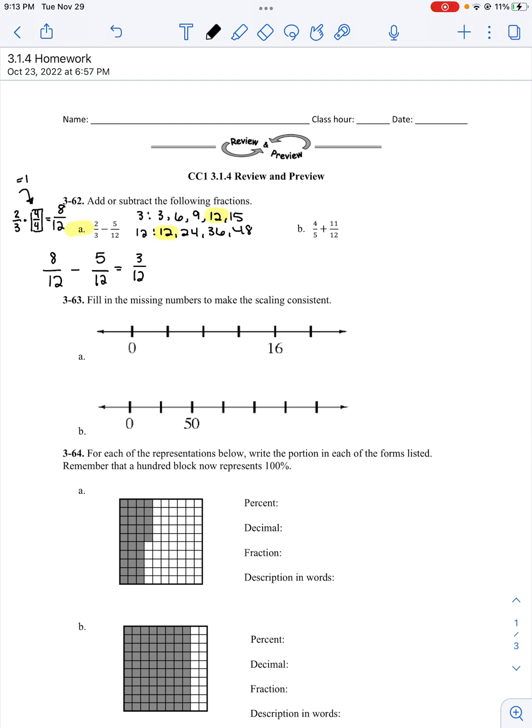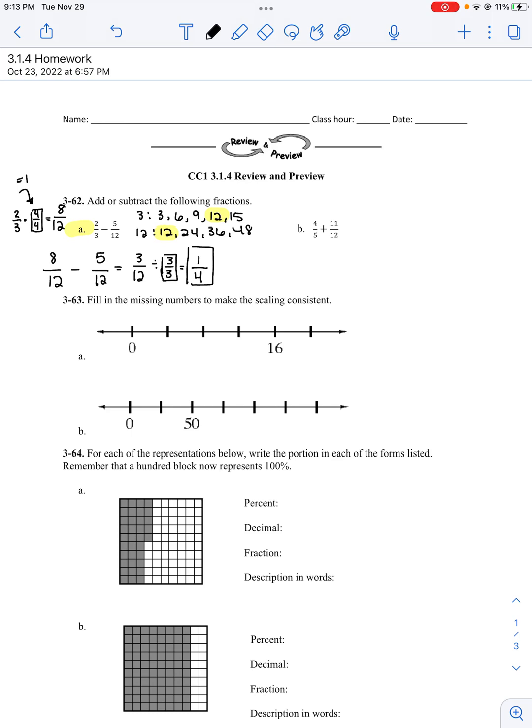Now what I do notice is that 3 does go into 12. So I can actually simplify this fraction. Okay, we've talked about reducing. So I know that 3 goes into both numbers. 3 divided by 3 is 1. 12 divided by 3 is 4. So my simplified version, or reduced fraction, is 1/4.